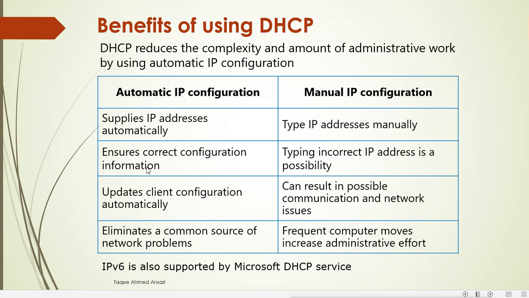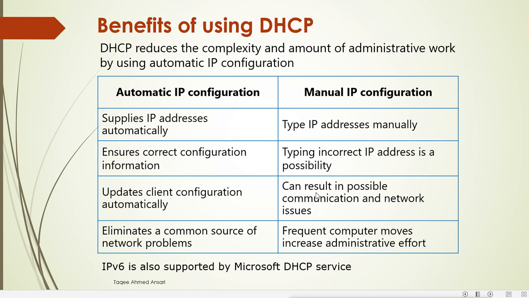Now in automatic, there is no problem like this because every configuration will be sent from a centralized server, that is the DHCP server. Then it will also update the client configuration automatically. For example, if our DNS server IP changed or our gateway IP changed, you just have to change it in the DHCP server, and it will update the configuration to all the clients automatically.